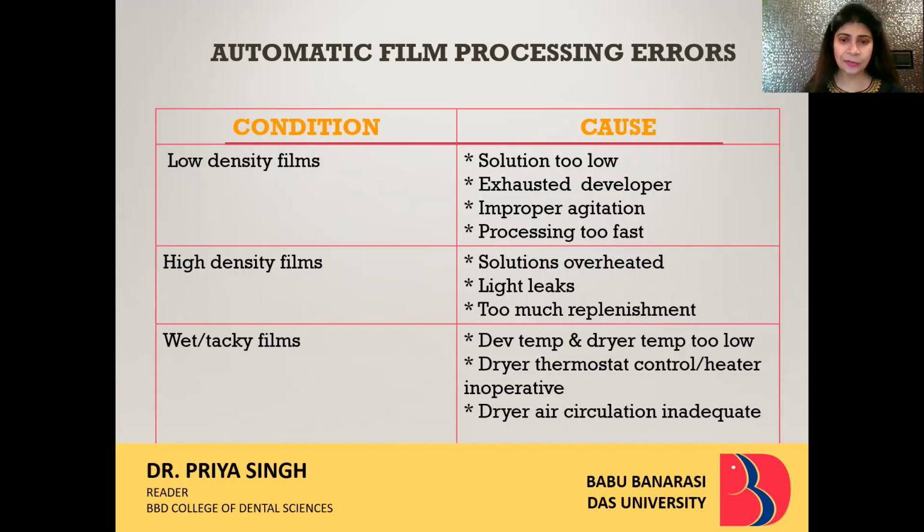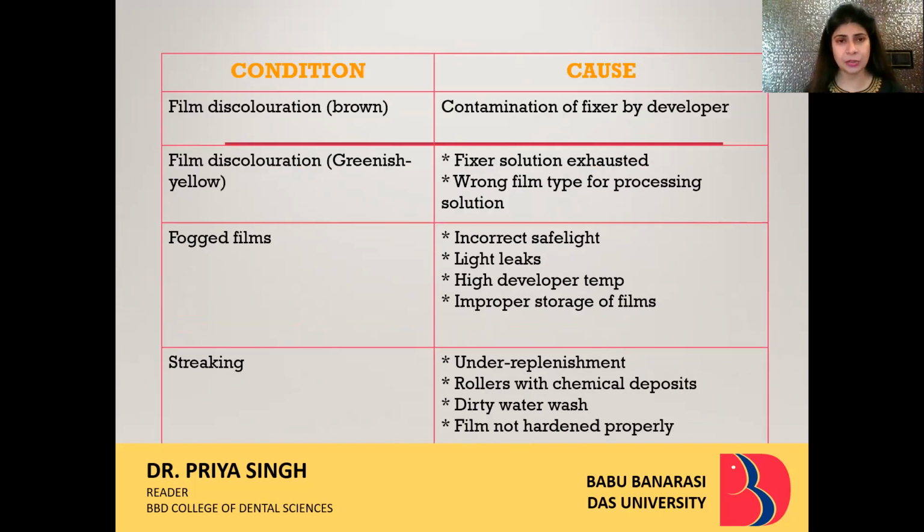Now, high density film, just the opposite of low density film, is caused by overheated solution, light leaks, and too much replenishment. So it should be adequate. Neither should it be depleted beyond, nor replenished beyond. Wet tacky film results when developing temperature and dryer temperature are too low, the dryer thermostat control heater is inoperative, or dryer air circulation is inadequate. So all these can lead to errors in your final image.